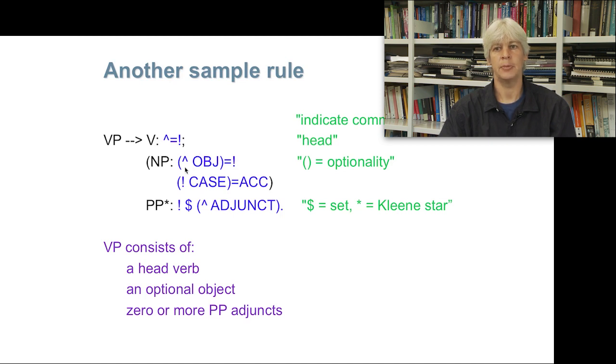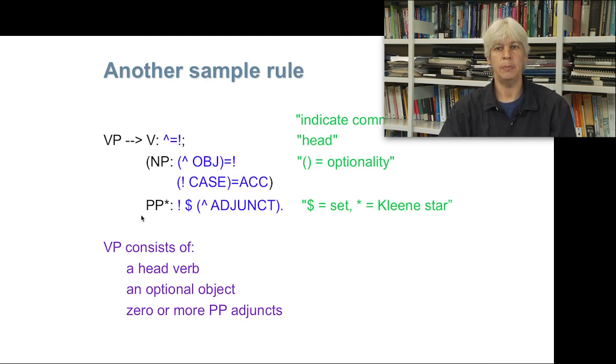Then we've seen this annotation before. This says up's object equals down, so it says the object of the thing that's up, the mother node, that's the VP in this case, is whatever is associated with the NP. And by the way, it'll have case accusative. This is how things work in English. In other languages it might work differently, but in English this is what we can say.